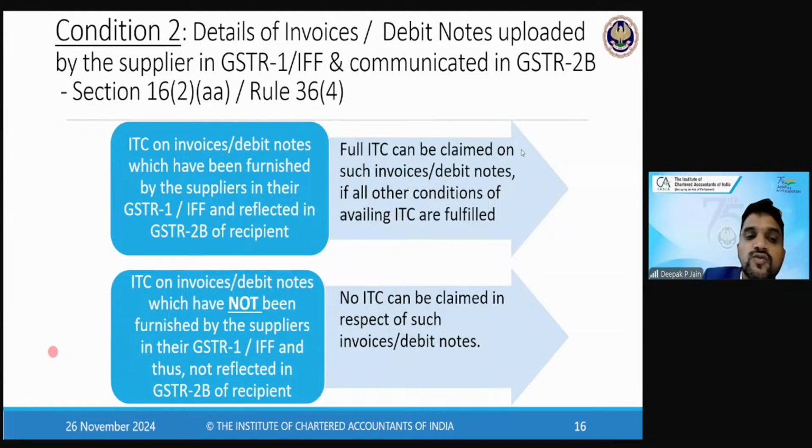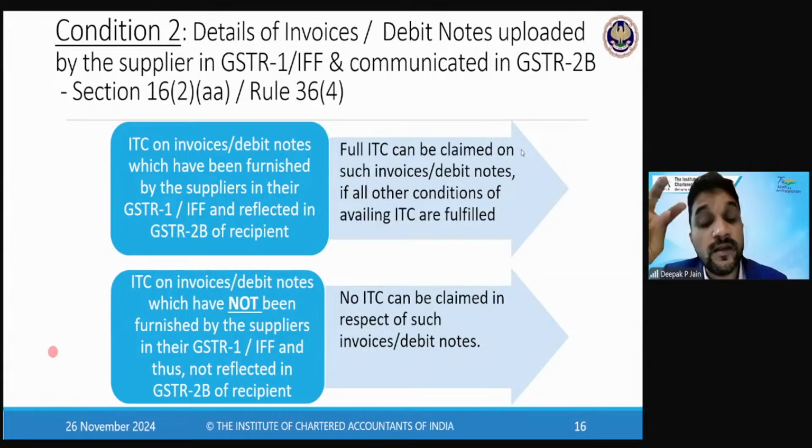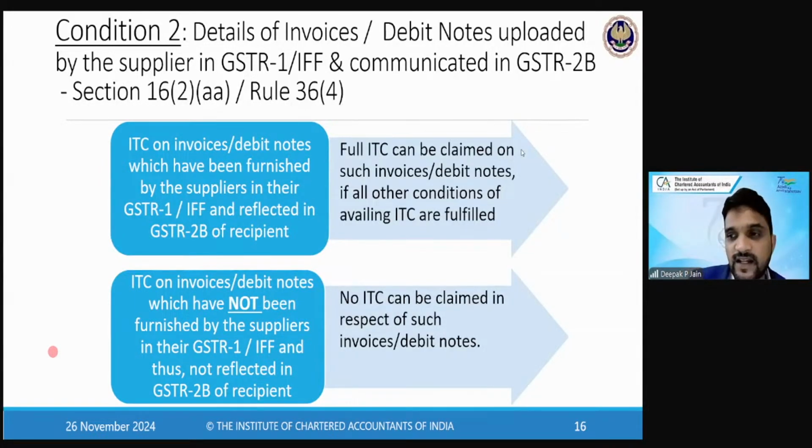So when you do GSTR 1, it will be on a monthly basis or a quarterly basis. In the middle, you will file this invoice furnishing facility, wherein whatever supplies you made to a registered person, if he wants to claim the credit, he can claim it by filing this IFF. आप IFF फाइल करोगे, रिसीवर को क्रेडिट दिख जाएगा, वो क्रेडिट ले लेगा. That's where this IFF is coming. IFF stands for Invoice Furnishing Facility.